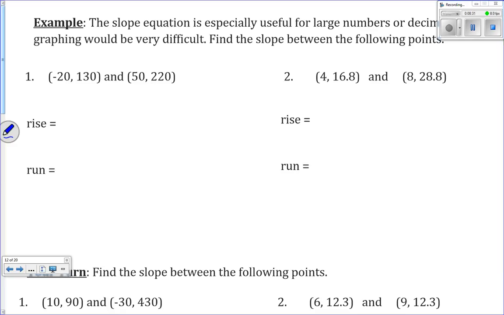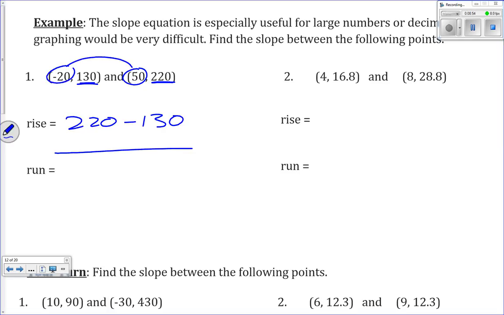So the rise, 220 minus -20 over the run down here is going to be 50 minus, oh, I screwed this up, so you got to be careful, guys. I just made a mistake. Did everybody catch it? 220 minus 130. I was grabbing a calculator off my desk and I went too fast. Over the run, which is 50 minus -20.